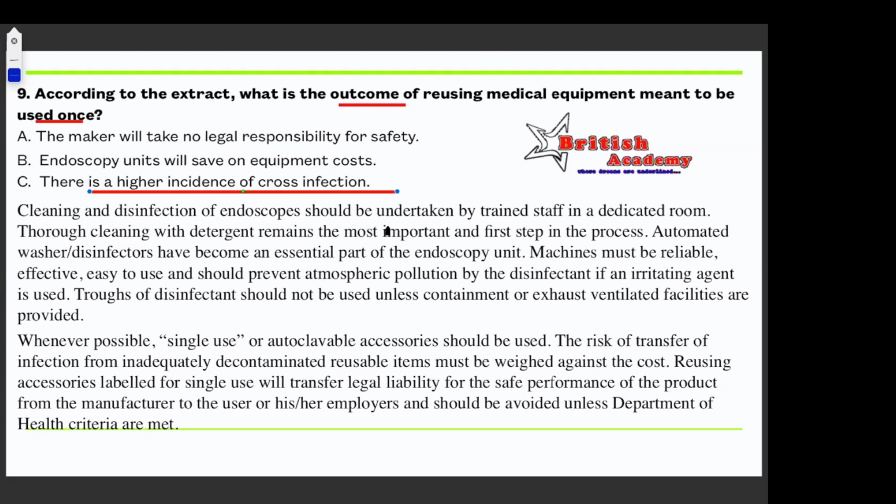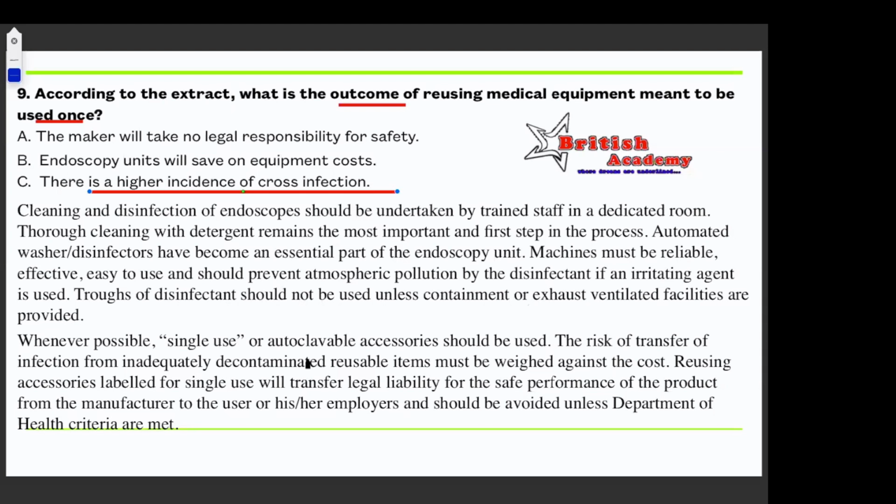Cleaning and disinfection of endoscope should be undertaken by trained staff in a dedicated room. Thorough cleaning with detergent remains the most important first step in the process. Automated washer disinfectors have become an essential part of the endoscopic unit. Machines must be reliable, effective, easy to use and should prevent atmospheric pollution by the disinfectant if an irritating agent is used. Use of disinfectant should not be done unless containment or exhaust ventilated facilities are provided. So you should not use too much disinfectant on a large scale unless the room can be ventilated. Unless those facilities are there, don't do that.